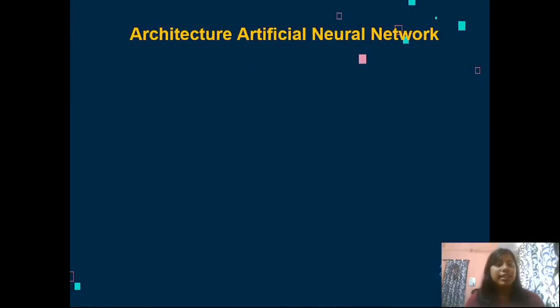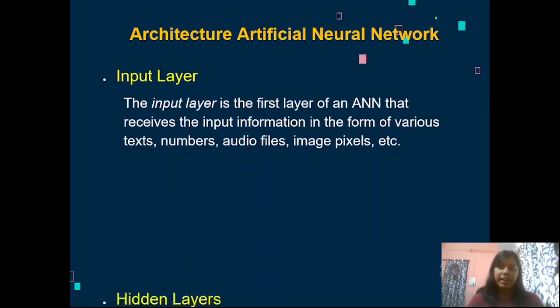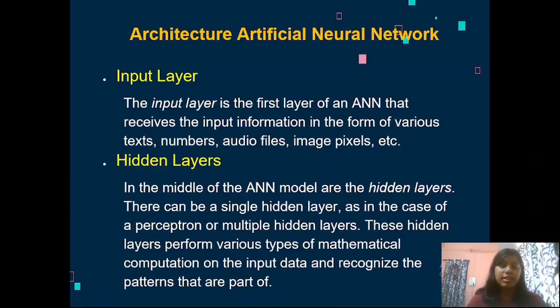Now, let us see what is the architecture of this ANN. There are three layers in the ANN model. The first layer is the input layer, the middle layer is the hidden layer, and the final layer is the output layer. The input layer is the first layer of an ANN that receives the input information in the form of various text, numbers, audio, image, etc.